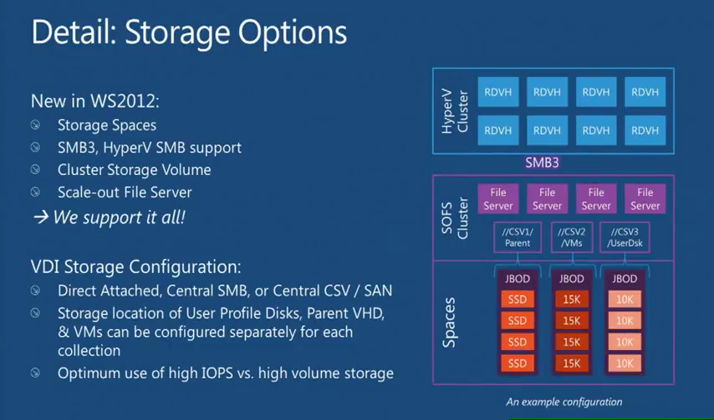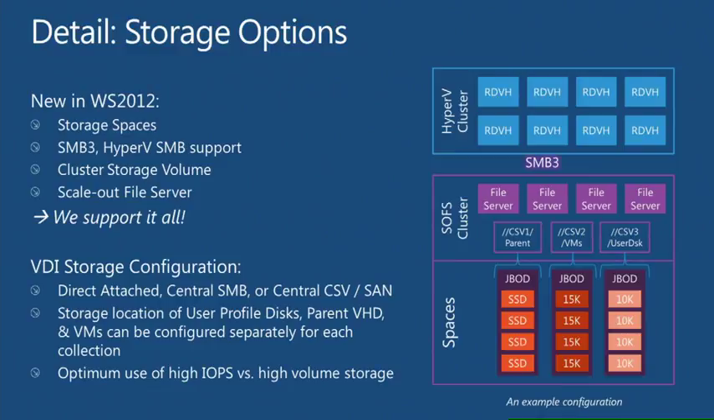Like I was saying, VDI storage configuration, direct attached storage is always an option. It's the cheapest option, a Hyper-V server with its own disks. It's also kind of the least flexible. If you require more flexibility, central SMB is a great option because it gives you the benefit of centralized storage, so you can manage your storage centrally, but it's not as expensive. It could be a lot cheaper than using a SAN.